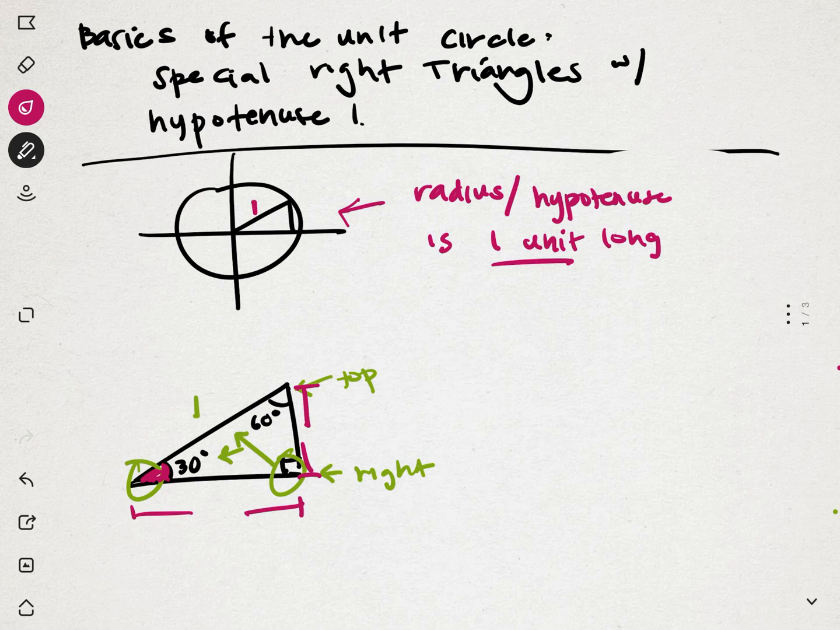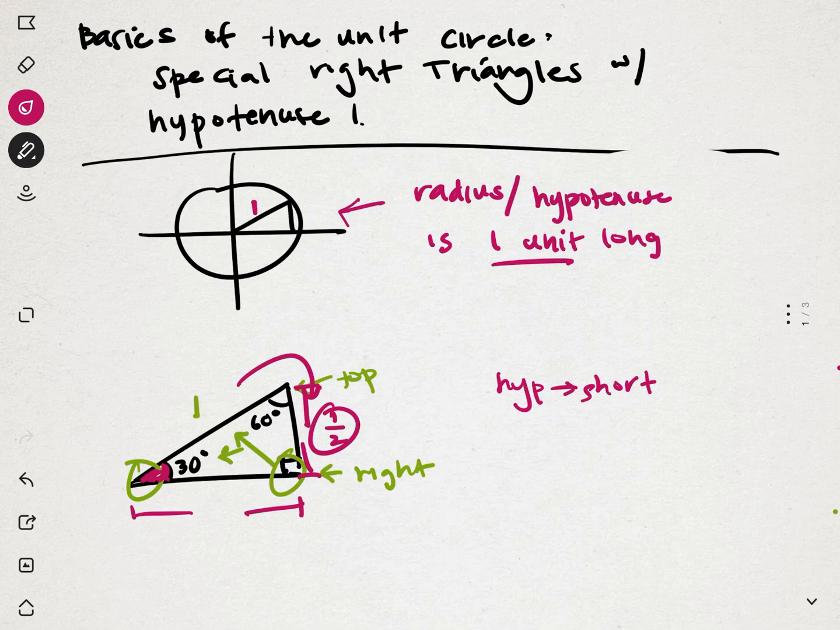So what we said from the previous lesson on special right triangles is that to get from the hypotenuse to the short side, what we're going to do is take a half. So half of 1, that's easy to do. That's going to be a half unit high.